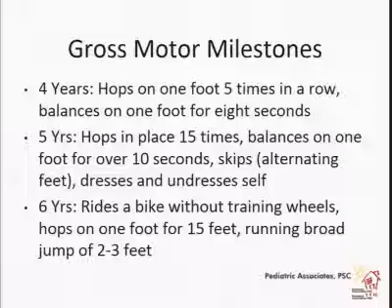4-year-olds hop on 1 foot 5 times in a row and can balance on 1 foot for 8 seconds. 5-year-olds can hop in place 15 times, balance on a foot for 10 seconds, and skip. They also can dress and undress themselves. And 6-year-olds ride a bike without training wheels, hop on 1 foot for 15 feet, and do a running broad jump of 2 to 3 feet.